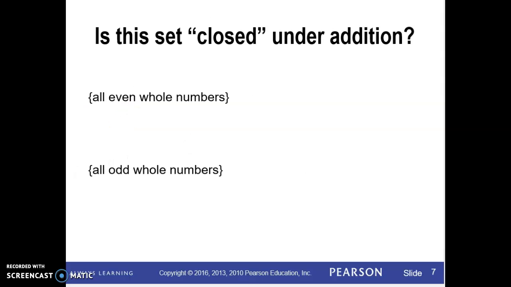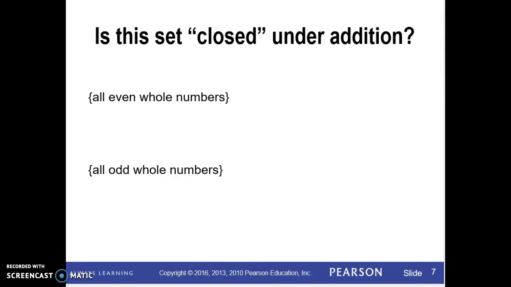All right, so you guys think about this. If I have the set of all even whole numbers, is that set closed under addition? Put some numbers down on a piece of paper, experiment with that a little while, see what you get. All right, hopefully you got that the answer to that is yes. If I add any two even numbers, I'm going to get an even number. So therefore, the set of even whole numbers is closed.